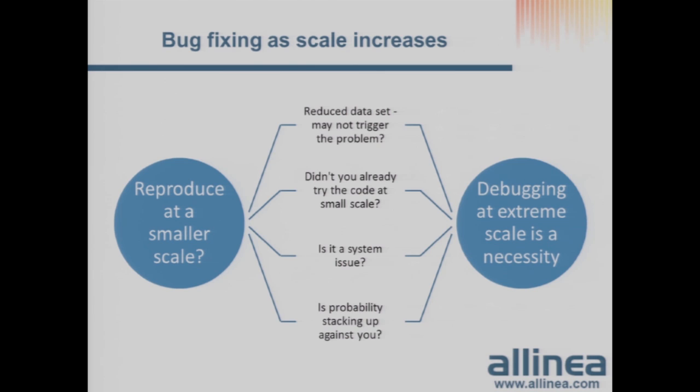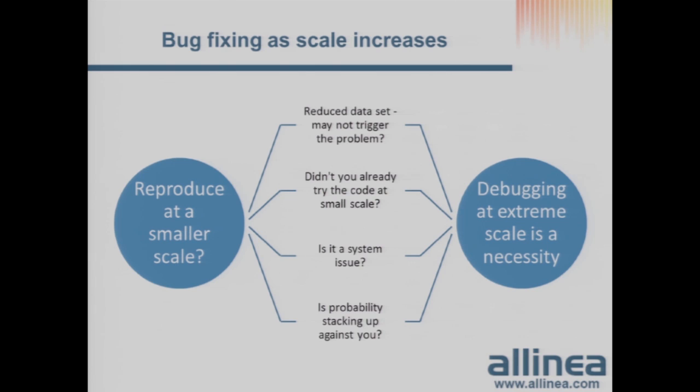So you've already tried the code at scale. There is no bug at 100 cores. It's perfect. So you may be wasting your time there. Or is it a system issue? Is there something in the MPI when you get to those scales, that there's something wrong with the system? I've probably blamed the system for a number of bugs over the years, and it's more often than not been my own code that's at fault, but there's occasionally times when the machines are playing up.